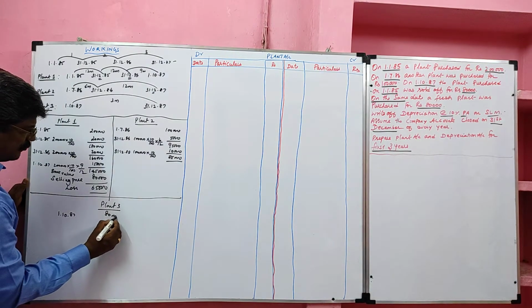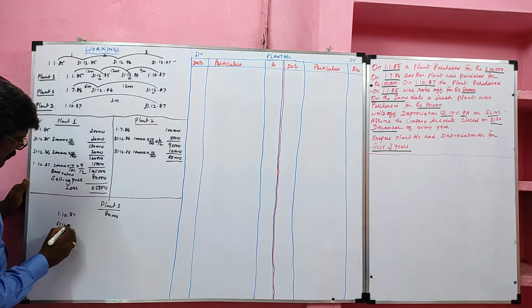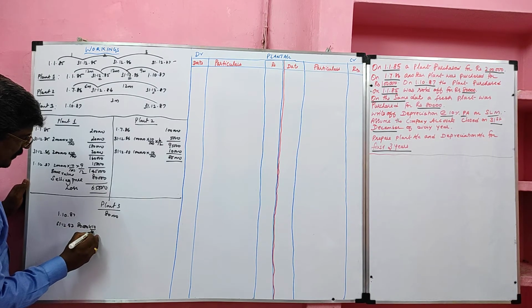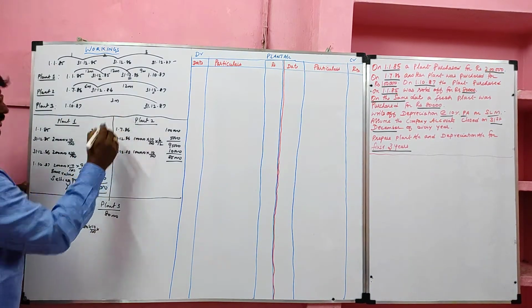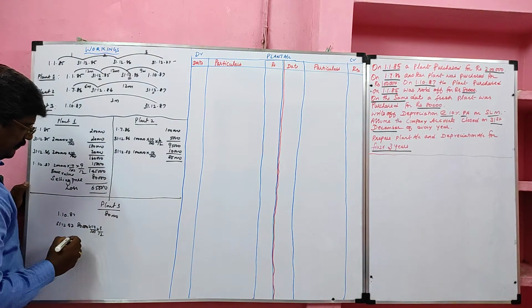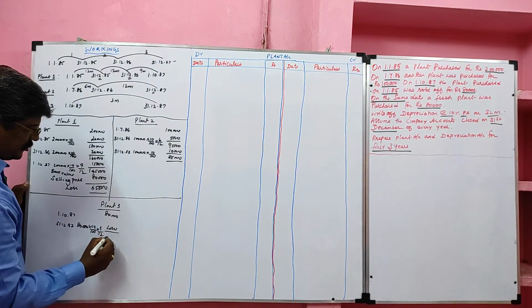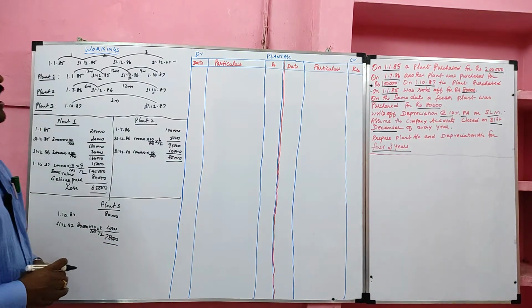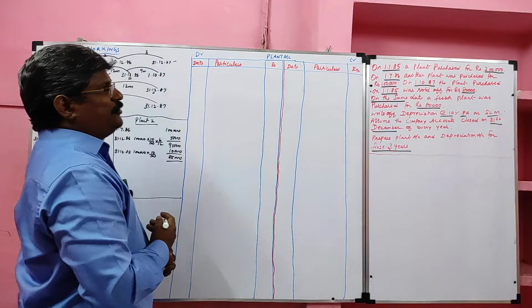80,000. Its accounts are closed on 31st December 87. Value of depreciation, 80,000 into 10%. The third plant they used only for 3 months, so 2,000 rupees depreciation to be provided, balance 78,000. Now I am going to prepare the plant account.